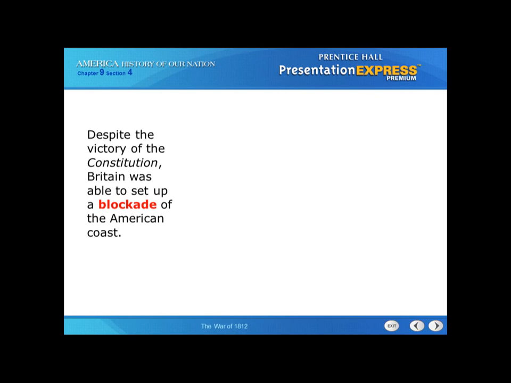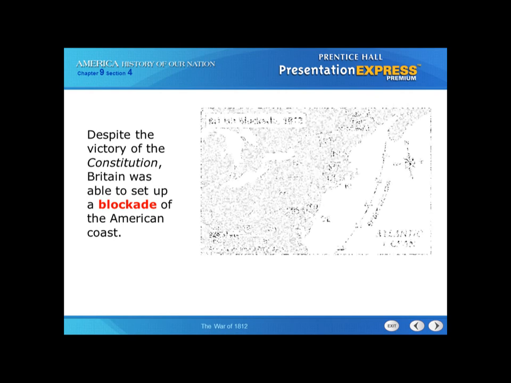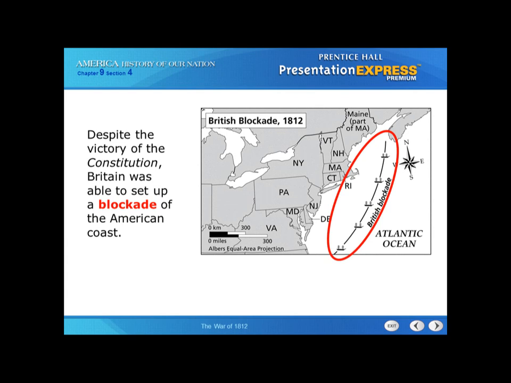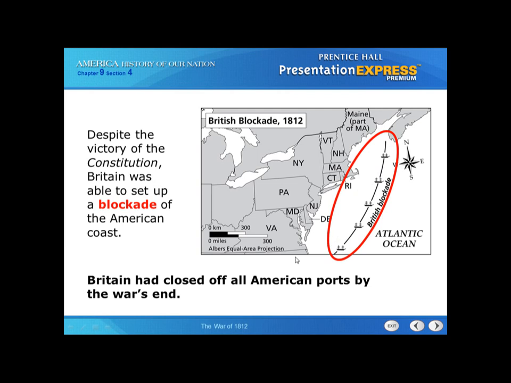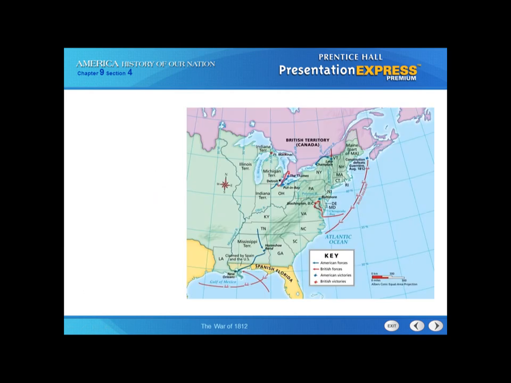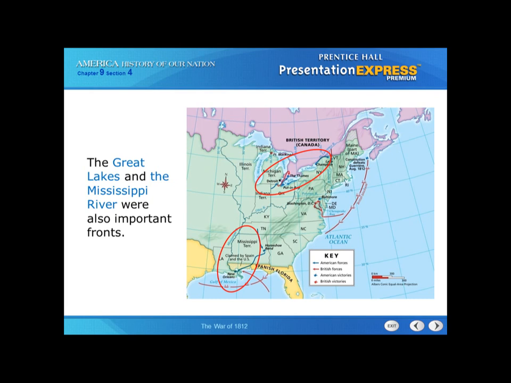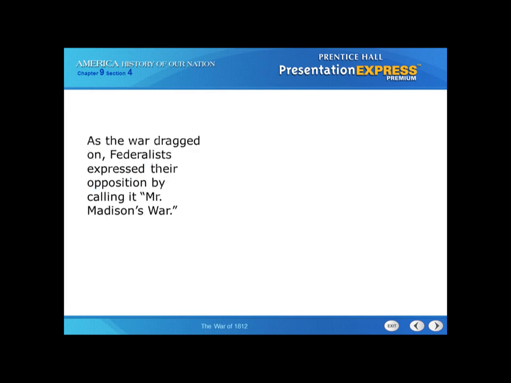Despite the victory of the Constitution, Britain was able to set up a blockade of the American coast. Again, that's what's circled in red. And that's to not only keep us from receiving supplies, but also to stop us sending exports out. This is hurting our economy. This is a major goal. This is why you have a Navy. And again, you try to not only put military pressure on a nation, but also economic pressure. Britain had closed off all American ports by the war's end. The Great Lakes and the Mississippi River were also important fronts, as you can see by the circled areas.